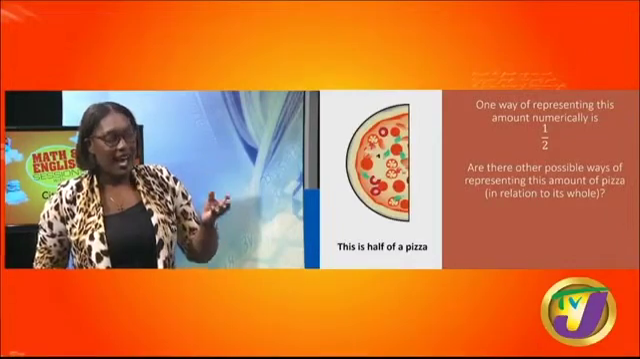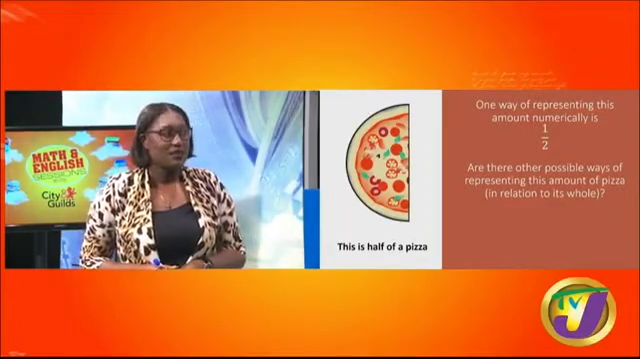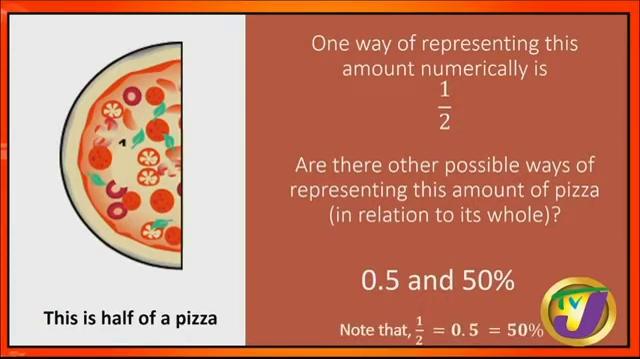All right, so here we have half of a pizza. One way of representing half of a pizza numerically would be 1 out of 2 parts, so it's 1/2. Are there any other possible ways of representing this amount of pizza in relation to the whole? We could represent it as a decimal, 0.5, and as a percentage, 50%. So therefore, a half is the same as 0.5, which is the same as 50%.